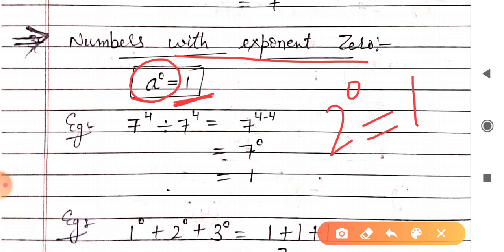For example, 7 raised to power 4 divided by 7 raised to power 4. Here bases are same, so subtract the powers. Then it will be equal to 7 raised to power 4 minus 4. 4 minus 4 is 0, so it will be 7 raised to power 0. And here exponent is 0, so answer will be 1.